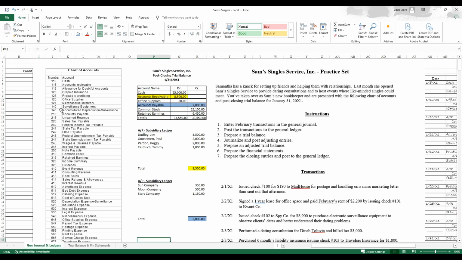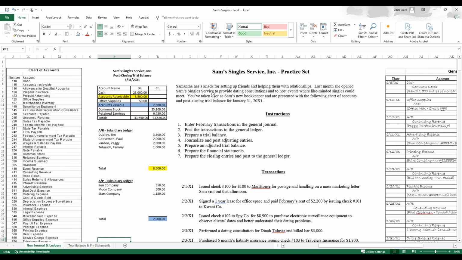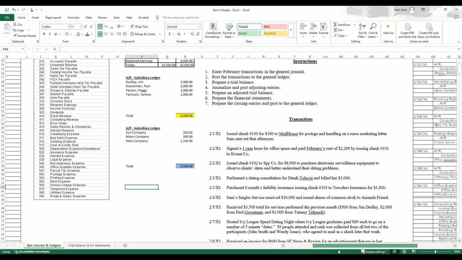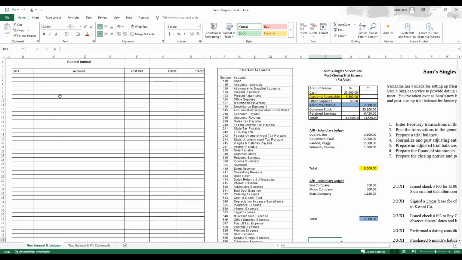And then we've got our chart of accounts, essentially our whole menu of possible accounts to choose from. So here's our instructions, a little overview of the project, and the transactions, and here you can scroll back and forth to access all that information.